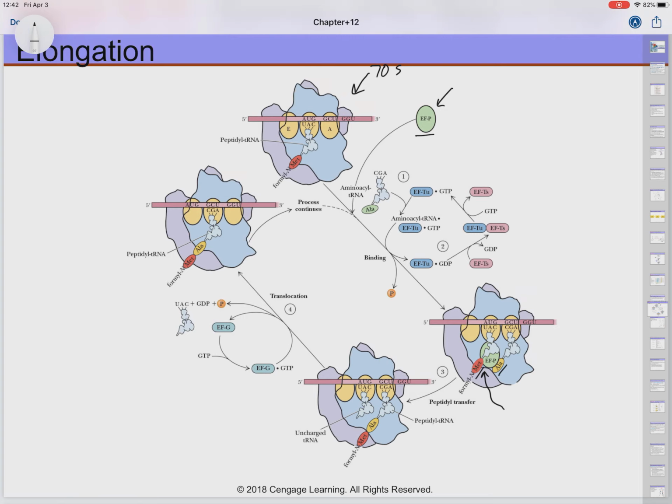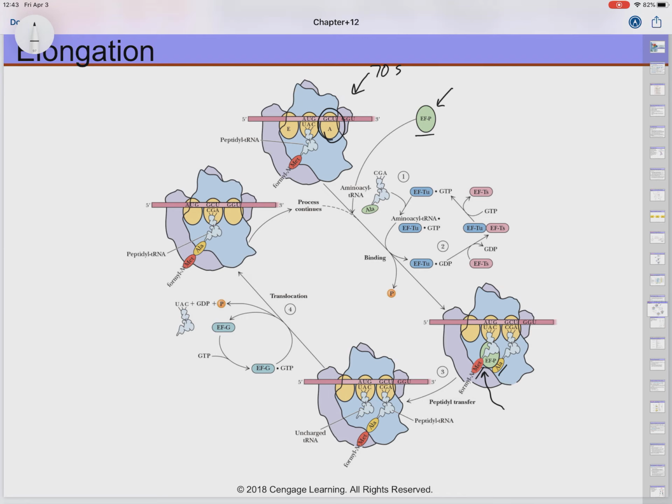Once we've bound the amino acid tRNA, we're going to hydrolyze a GTP. This is going to help facilitate getting that amino acid into the A site. So the A site is the neighboring site to where we've already got that P.